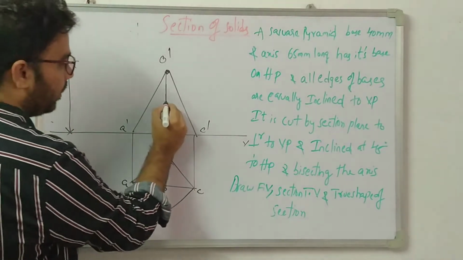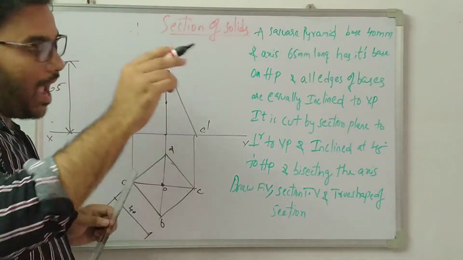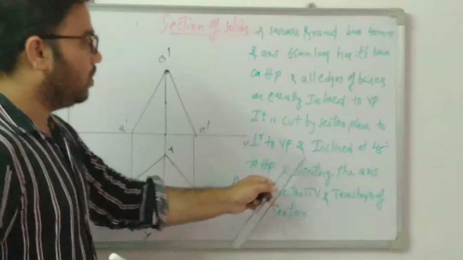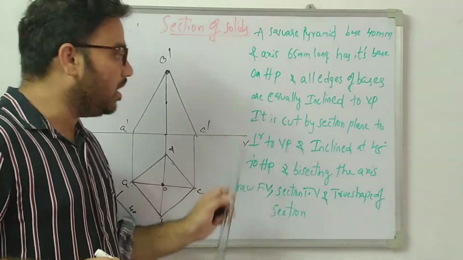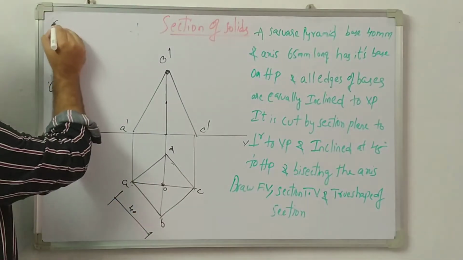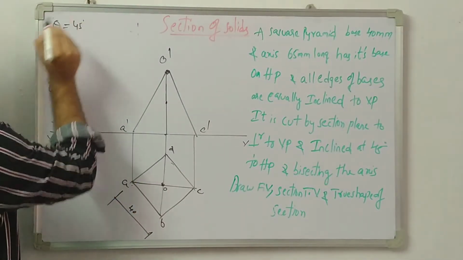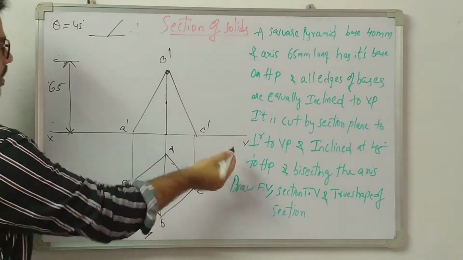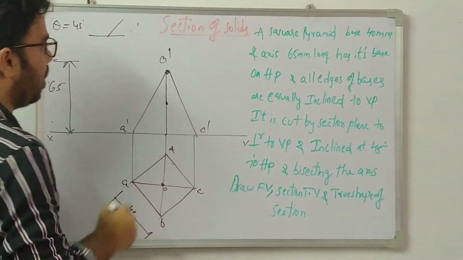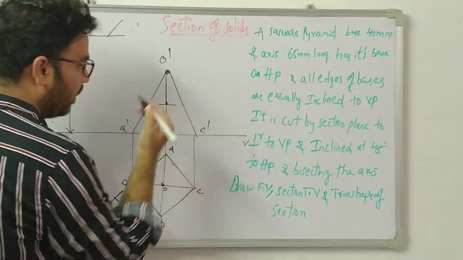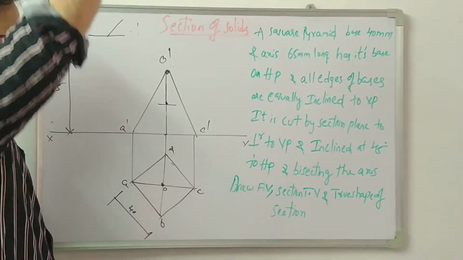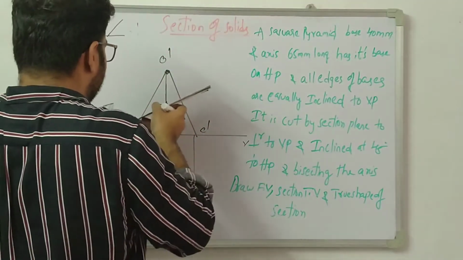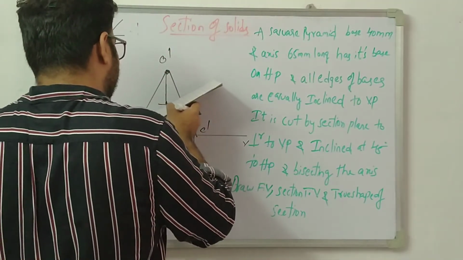From 32.5, draw a line which has how much inclination? 45 degrees. So it is inclined at 45 degrees to the HP. HP means in the given problem theta is mentioned. Theta equals 45. Every time theta should be drawn above the XY line only. So this is my XY. At this point, put the protractor and draw a 45 degree line like this.